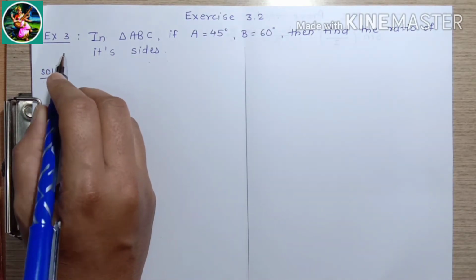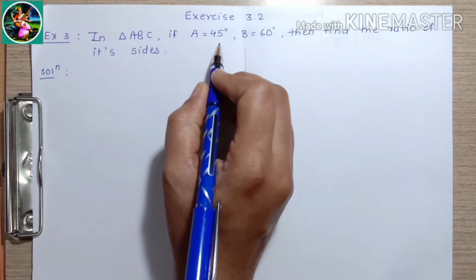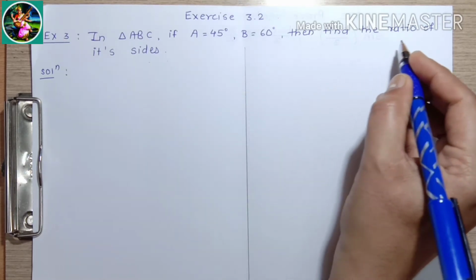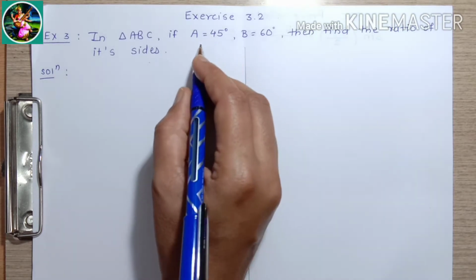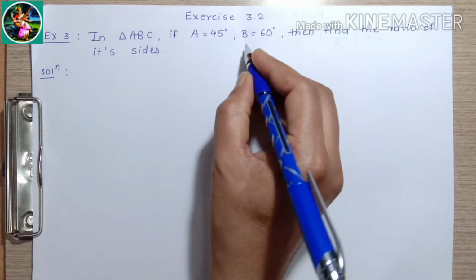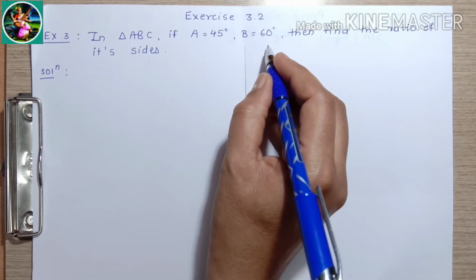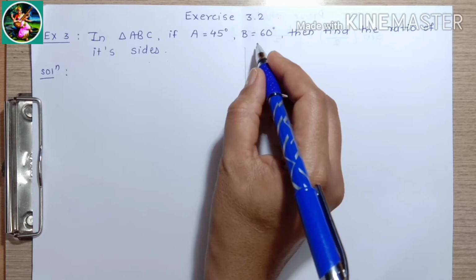Example number 3. In triangle ABC, if A is equal to 45 degrees and B is equal to 60 degrees, then find the ratio of the sides. Okay, the measure of angle A is given, and the measure of angle B is given. We know that the sum of the angles of a triangle is 180 degrees.